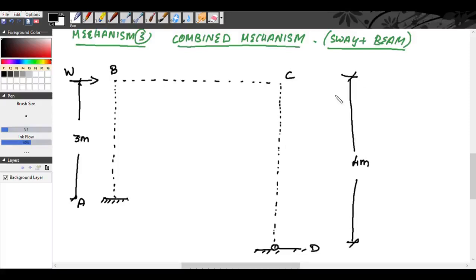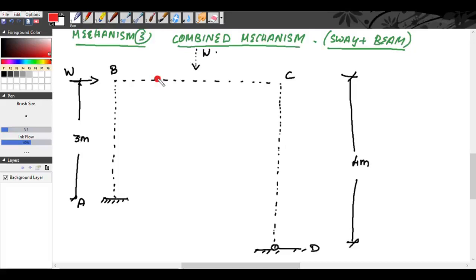First of all, we will draw the sway mechanism. At BC, there is a concentrated load acting. Concentrated load W is acting. Now we will draw the sway mechanism.